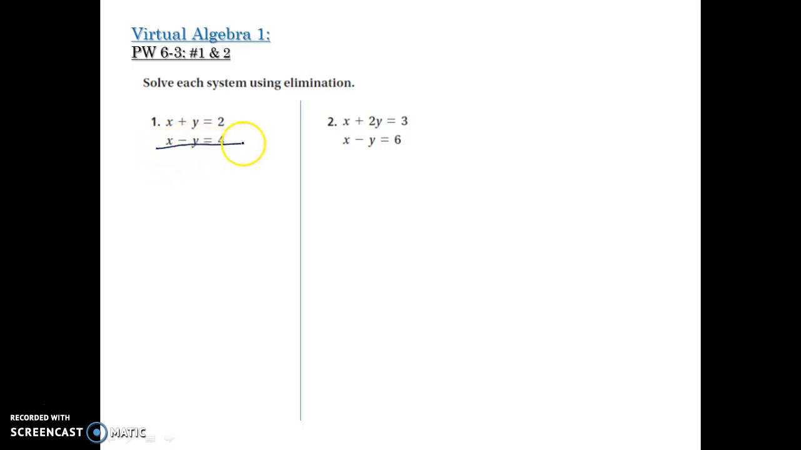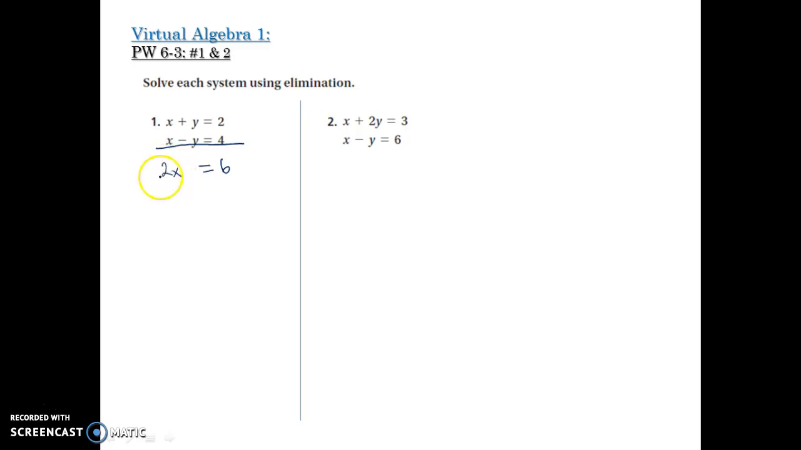So all we would need to do in this case is to add the two equations together, adding like terms. So x plus x is 2x. Positive y minus y is 0, so we don't have to write anything. And then 2 plus 4 is 6. And the reason why elimination is cool is because we just eliminated the variable y.